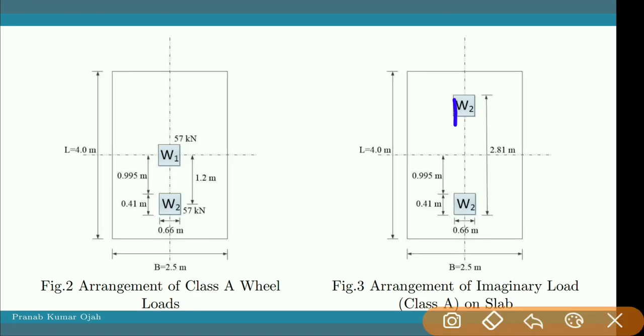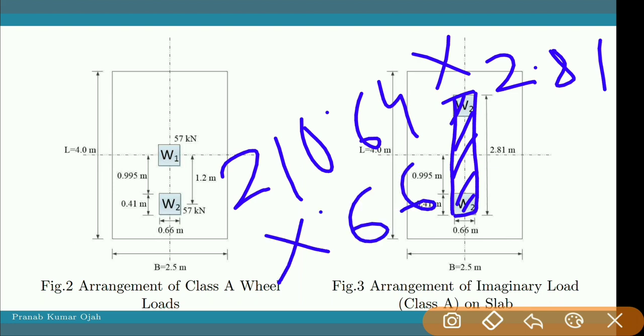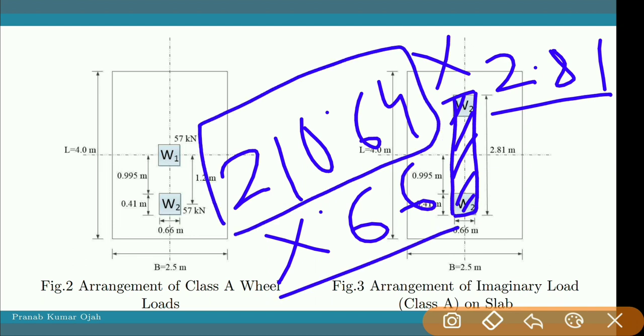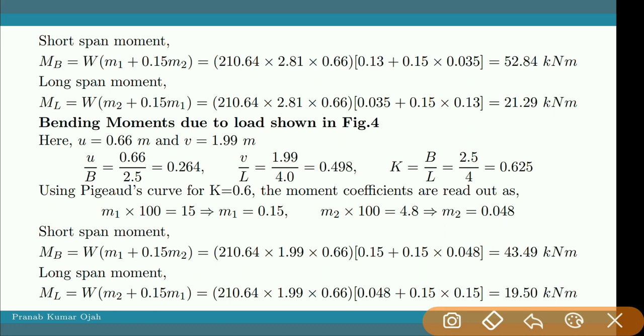See, in this figure, as I already discussed, the whole area we have to consider. 210.64 is the intensity of the load, which is kilonewton per meter square. It is acting on this area. The dimension of this area is 2.81 into 0.66. So multiplying these two dimensions with the load intensity will give us the total load W. So that is why this is the value of W: 210.64 into 2.81 into 0.66. So the rest of the thing is the same.